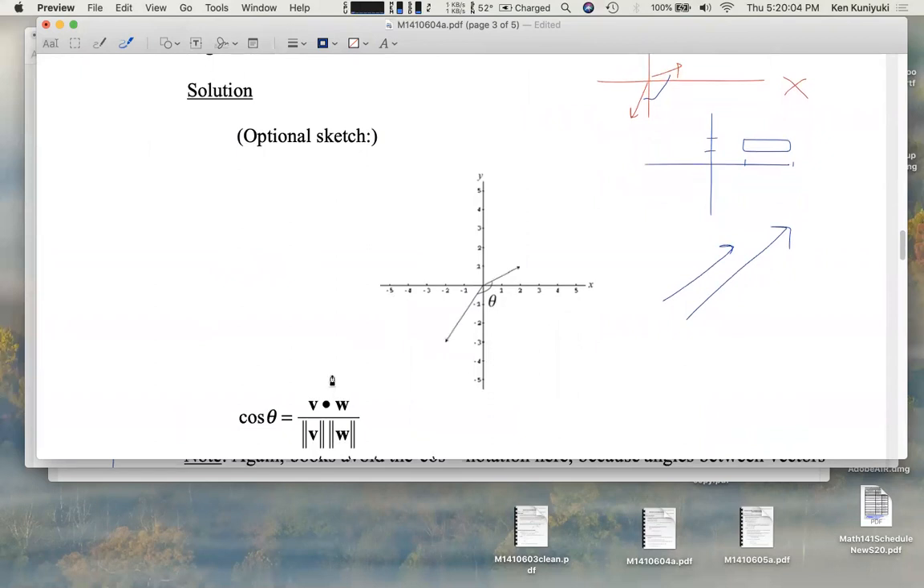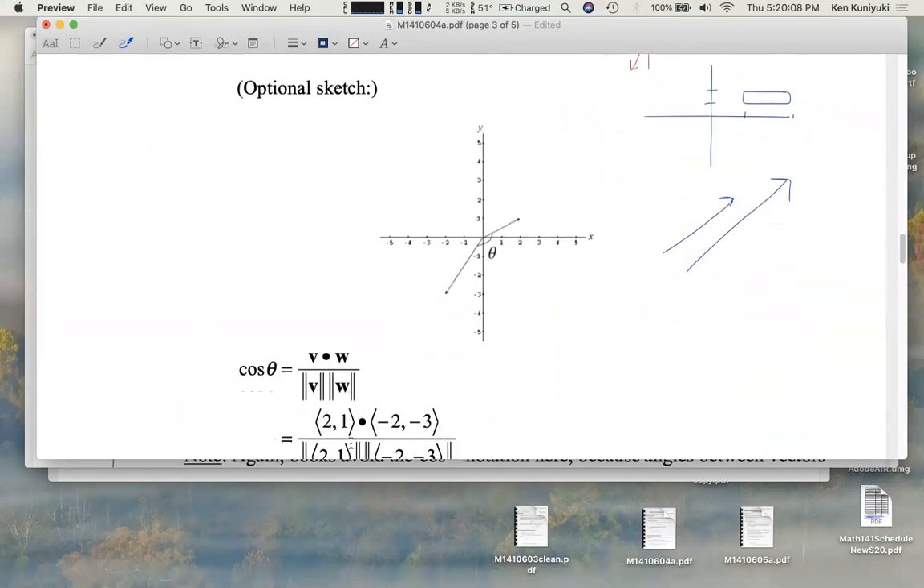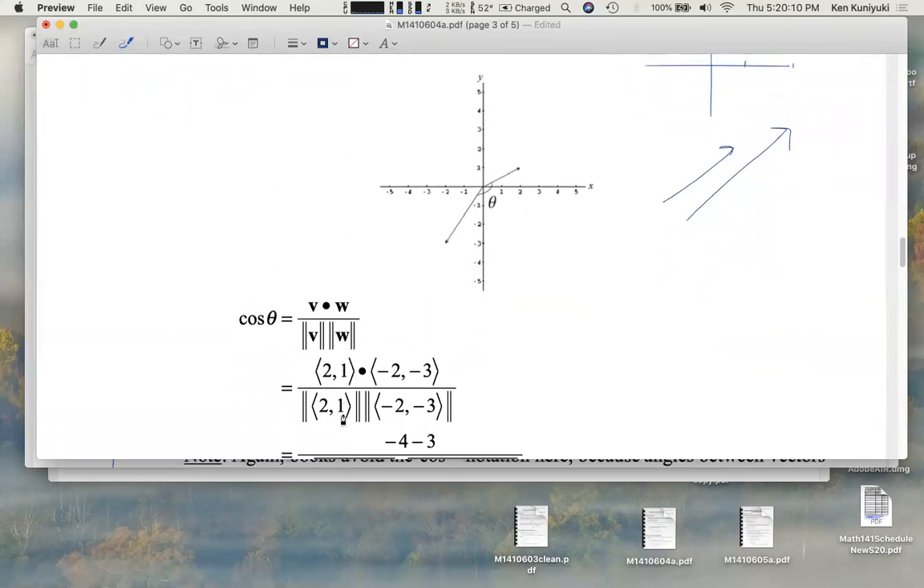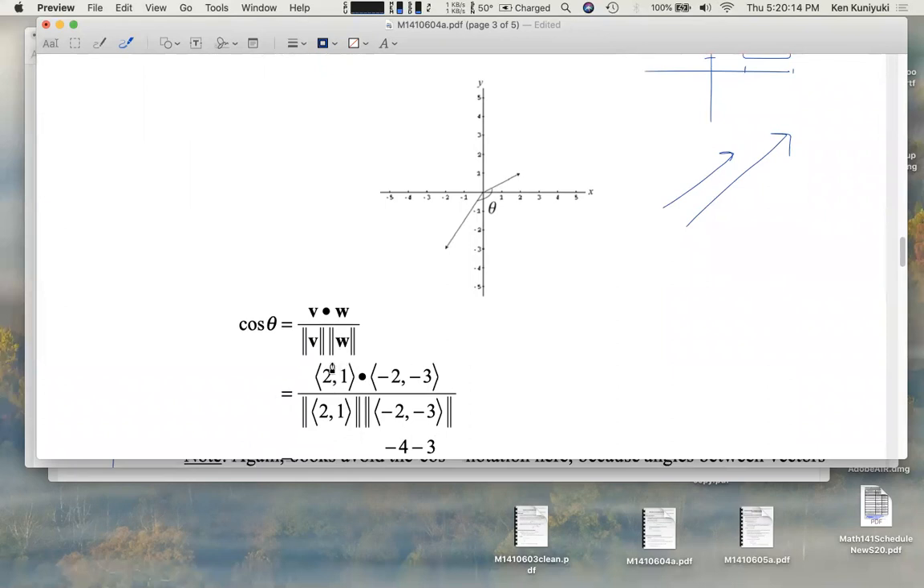Let's work this formula. The cosine of theta equals the dot product over the product of the lengths. Here, I indicate what V and W are. I'm just plugging them in. How do you find a dot product? As work, you should tell me what the dot product is. It's this times this plus this times this. What's 2 times -2? It's -4. What's 1 times -3? It's -3.